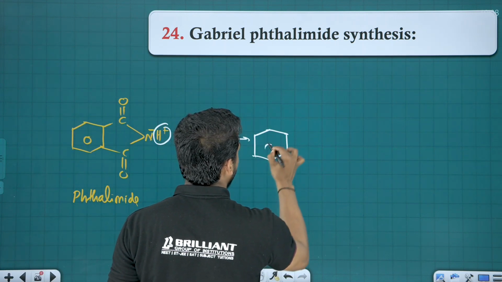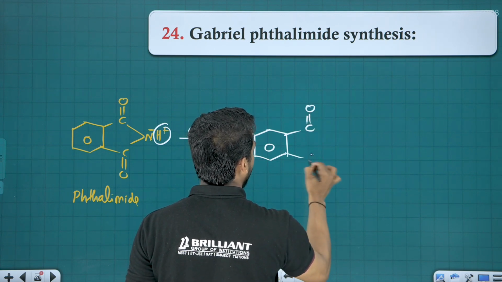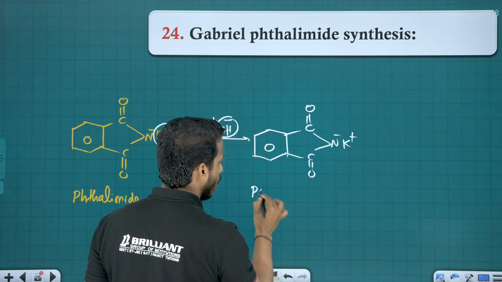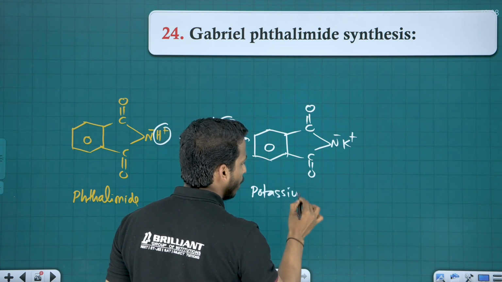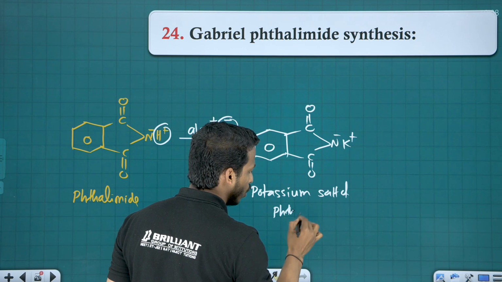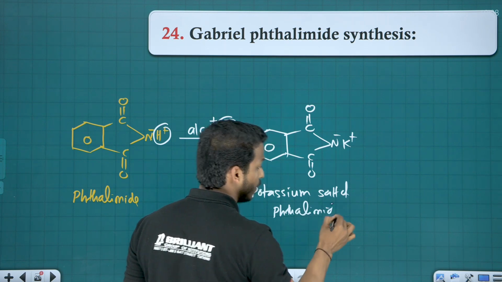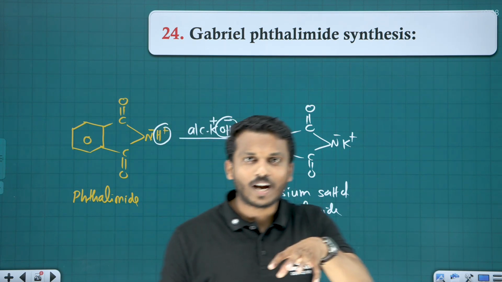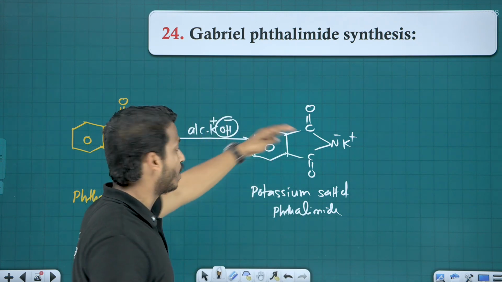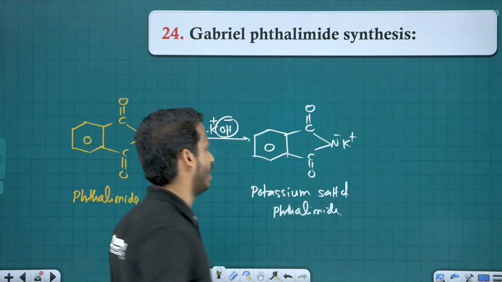So it becomes benzene with CO, N minus and K plus. What is it called? Potassium salt of phthalimide. So what are we doing first, my dear? The phthalimide, first we are treating with KOH, and what happened? The potassium comes to the nitrogen, it's called potassium phthalimide.